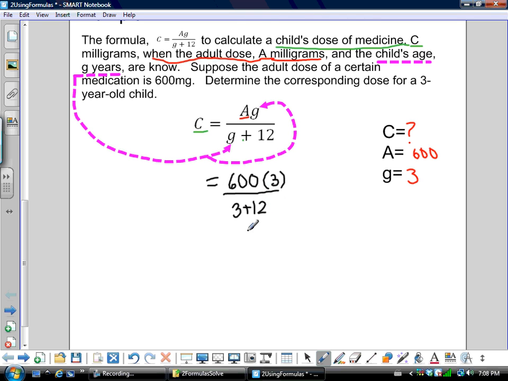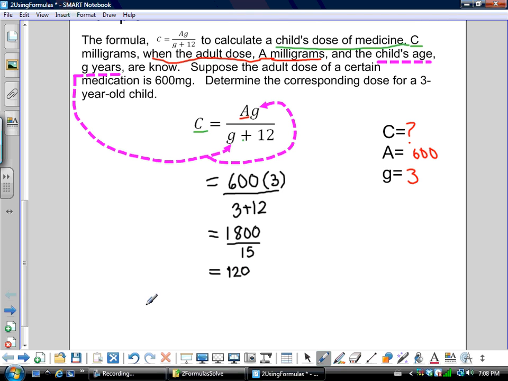Really the only difficult part now is to make sure that I follow order of operations. I do not want to take my calculator and go 600 times 3 divided by 3 plus 12. If I do that, I'll end up with an answer of 612, and that's not what I want. The numerator works out to be 1800, and then 3 plus 12 is 15. When I divide that, I end up with 120.